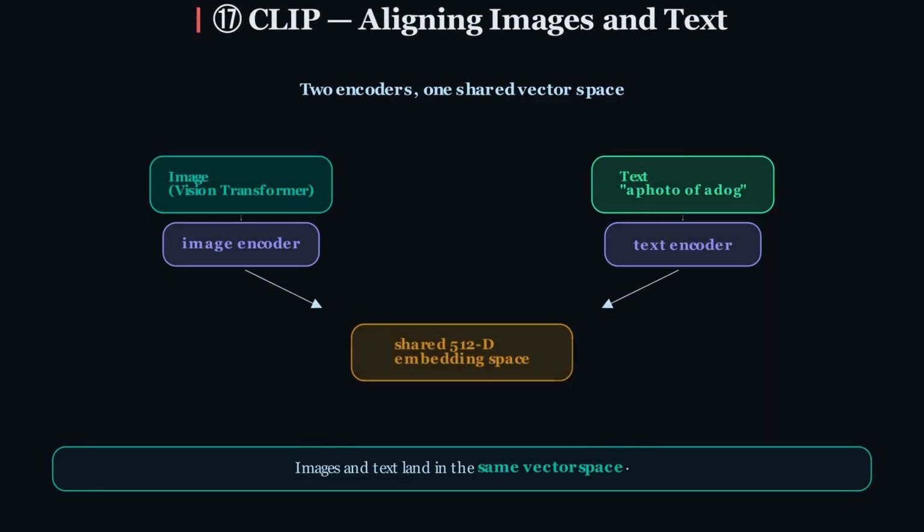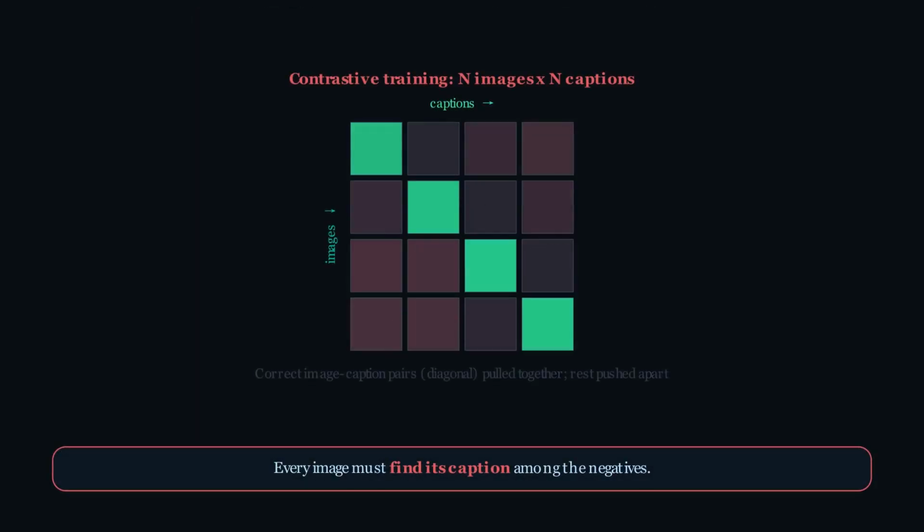CLIP trains an image encoder and a text encoder together from scratch, on hundreds of millions of image caption pairs. Both project into the same shared embedding space. So a photo of a dog and the text, a photo of a dog, can be compared directly. Training computes the dot product of every image embedding with every text embedding in the batch, forming a similarity grid. The symmetric InfoNCE loss maximizes the diagonal correct pairs, while minimizing every off-diagonal mismatched combination.